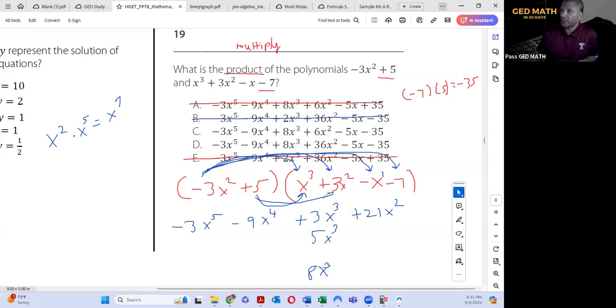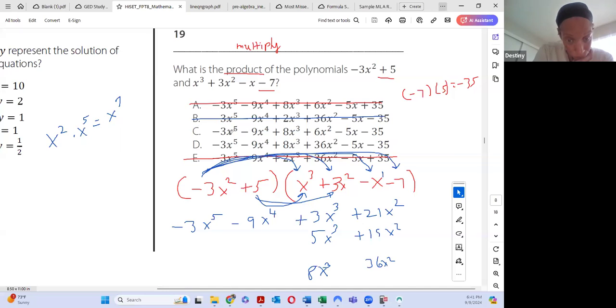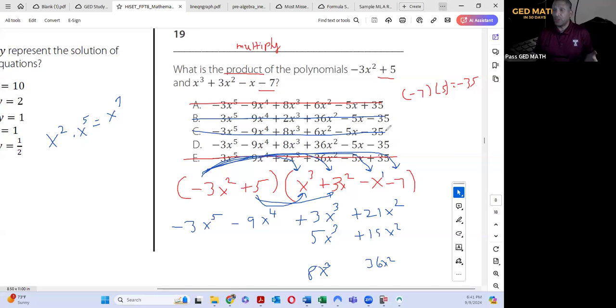5 times 3x squared, 5 times 3 is 15x squared. So we get 36x squared. We know it's not c. We don't have to do any more because we eliminated all 4 answers.